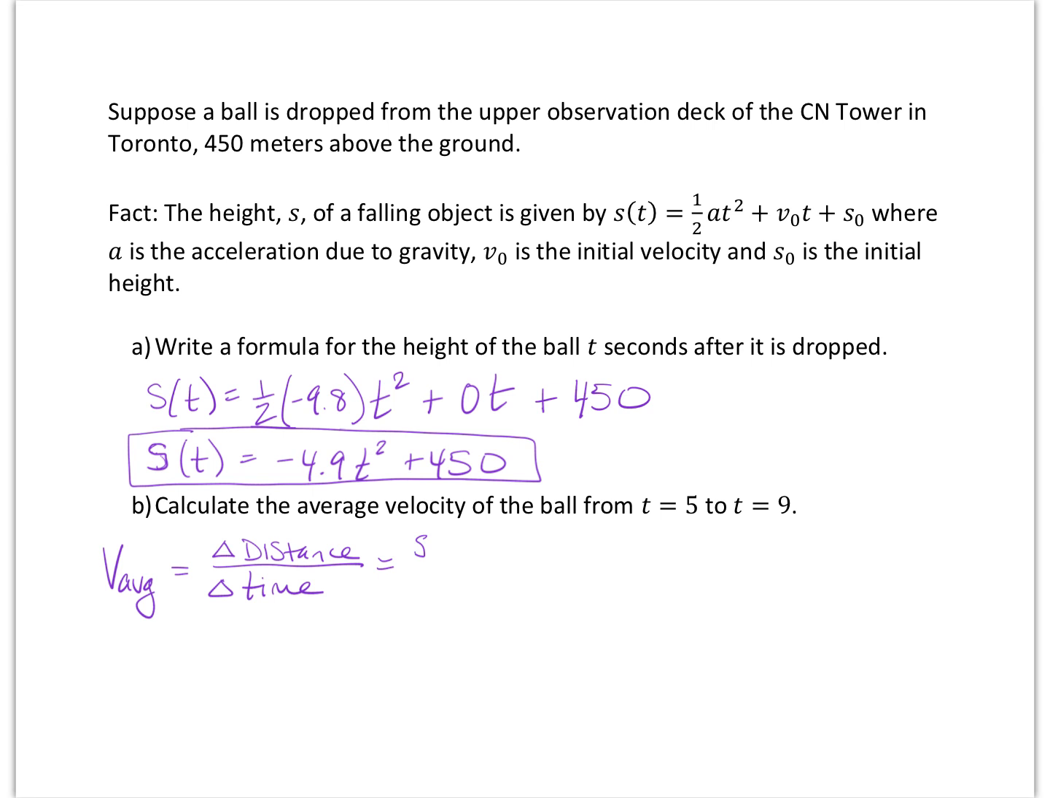So this is going to be s(9) minus s(5) over 9 minus 5, being 4 seconds total. We'll just have to use a calculator for this. I've already done that, and it comes out to 53.1 minus 327.5 over 4, which is negative 68.6. My units are going to be my distance units over my time units. S(9) is a height in meters, s(5) is a height in meters, so meters minus meters is meters, over 4 seconds. So this is meters per second.